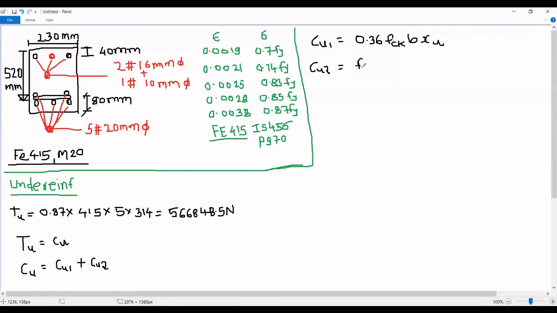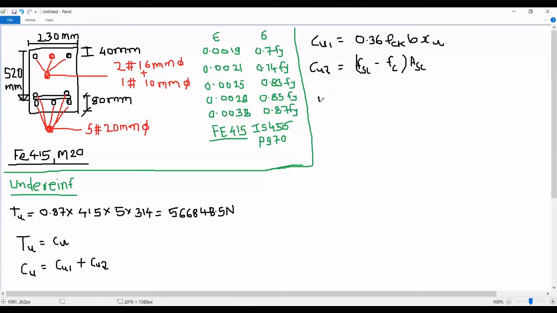stress in steel minus FC, which is stress in concrete at the level of compression steel, multiplied by area of compression steel, ASC. We have discussed this expression in this video. So now we have the values of Cu1 and Cu2. The problem here is we don't know the value of FSC, that is stress in compression steel. So this process is going to be an iterative process.